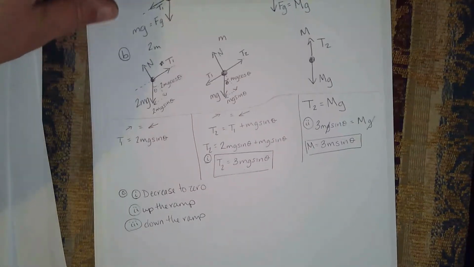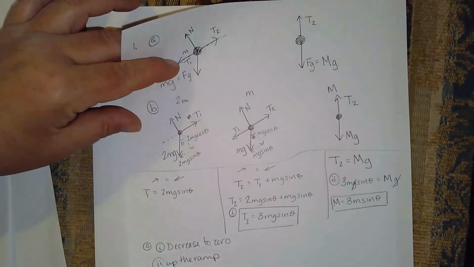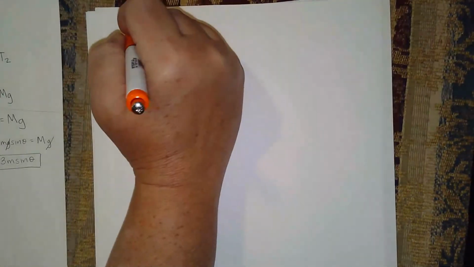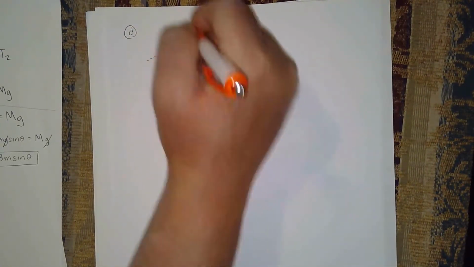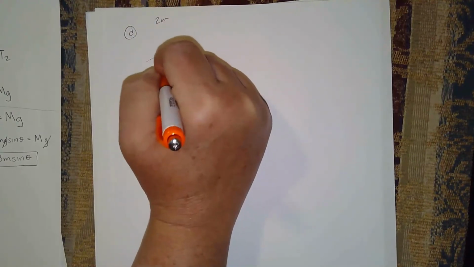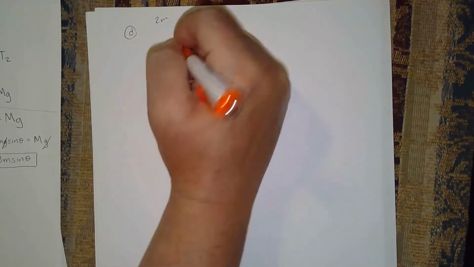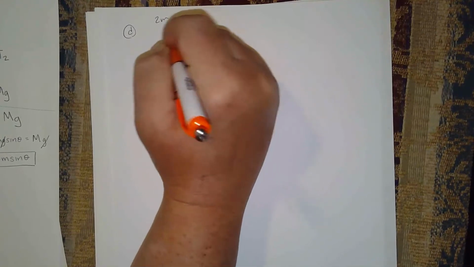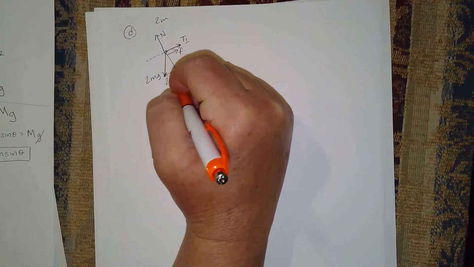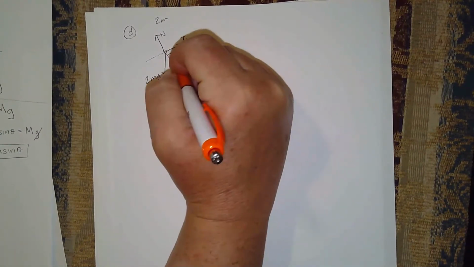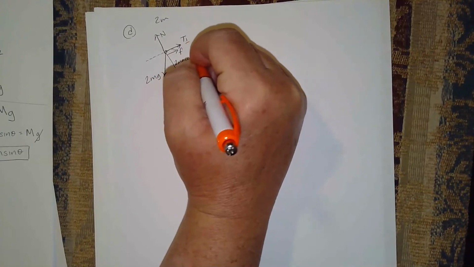So I'm going to go back to these diagrams that I had a minute ago, and we'll go ahead and draw them again so that you can see. This is the 2m block, and remember that we had 2mg, T1, and normal. Now remember, if this block is wanting to slide down the hill, friction is going to be acting this way too. So then we got these two components, 2mg sine theta and 2mg cosine theta.